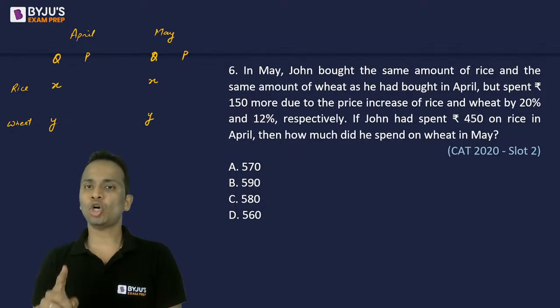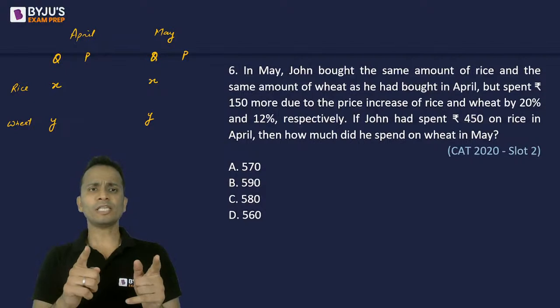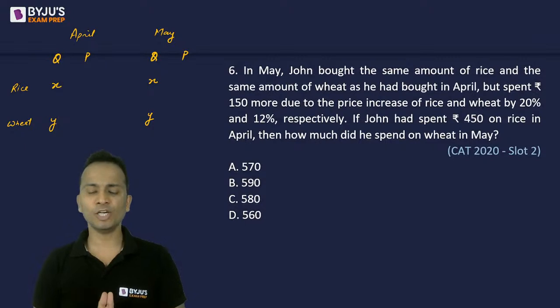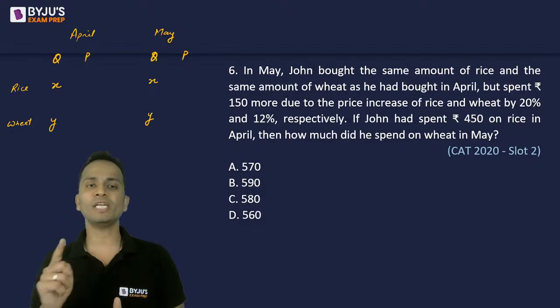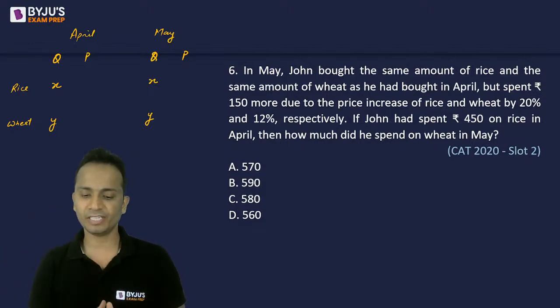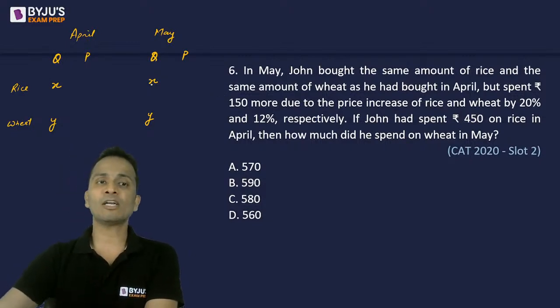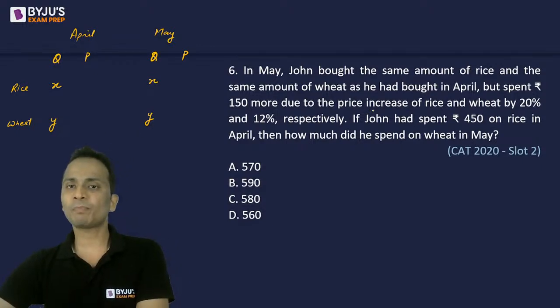Now, in May, John bought the same amount of rice and the same amount of wheat as he had bought in April. So, as you can see here, April and May, I have made two columns, and each of these two columns are divided in two parts: quantity and price. So, April quantity and price, May quantity and price for both rice and wheat. Okay. Now, John bought the same amount of rice and the same amount of wheat as that of April in the month of May. So, April and May, the quantity of rice will be equal, the quantity of wheat will be equal. Okay. Now, the price increase of rice is by 20 percentage.